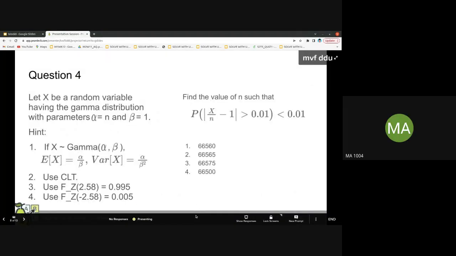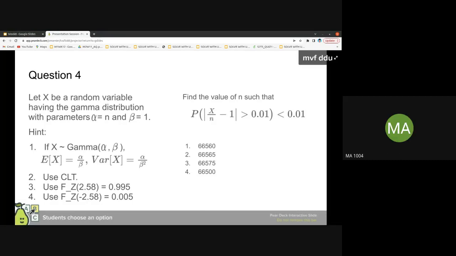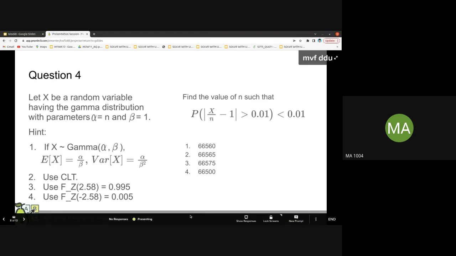Okay, so the other people do the same thing, but here you have to use CLD. One second, I will just show it. So the rest of the people try this.